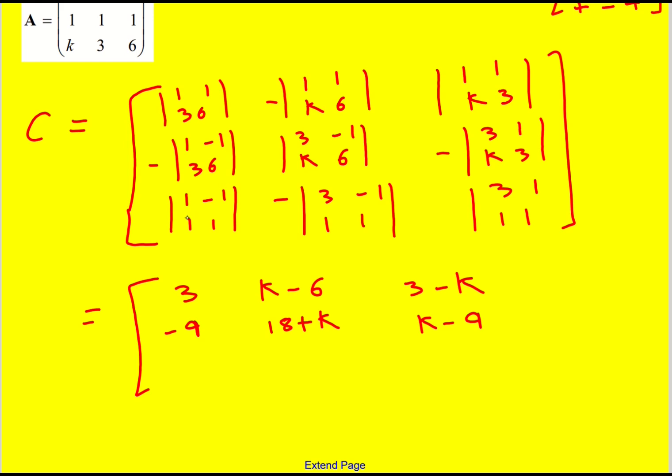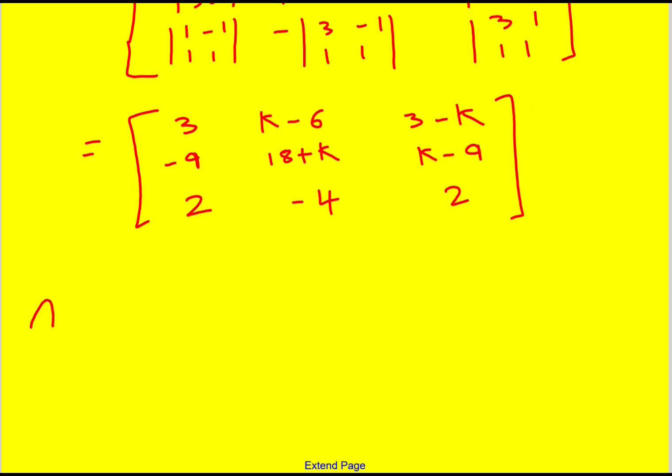1 minus minus 1, so 2. 4 plus 1, that's going to be, no, wait, hold on, sorry, 3 plus 1. It's so easy to make a mistake here, but then made minus, going to be minus 4. And 3 minus 1, 2. All right, and we're basically there.